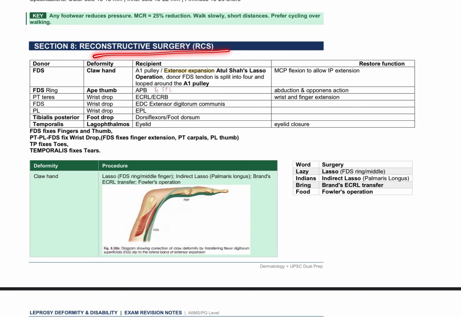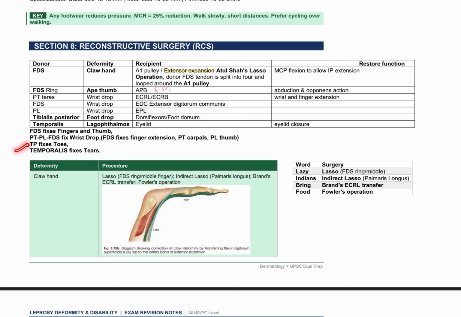Then reconstructive surgeries, these can be remembered as FDS, which is flexor digitorum superficialis. It fixes the fingers and thumb. Then fixing of the fingers, that is claw hand, and the ape thumb. And then we have to remember the recipient also, which is written. Then for fixing of the extension, PT, PL, and FDS, they fix the wrist drop. Amongst that, finger extension will be fixed by FDS. PT will deal with the carpals, PL with the thumb.